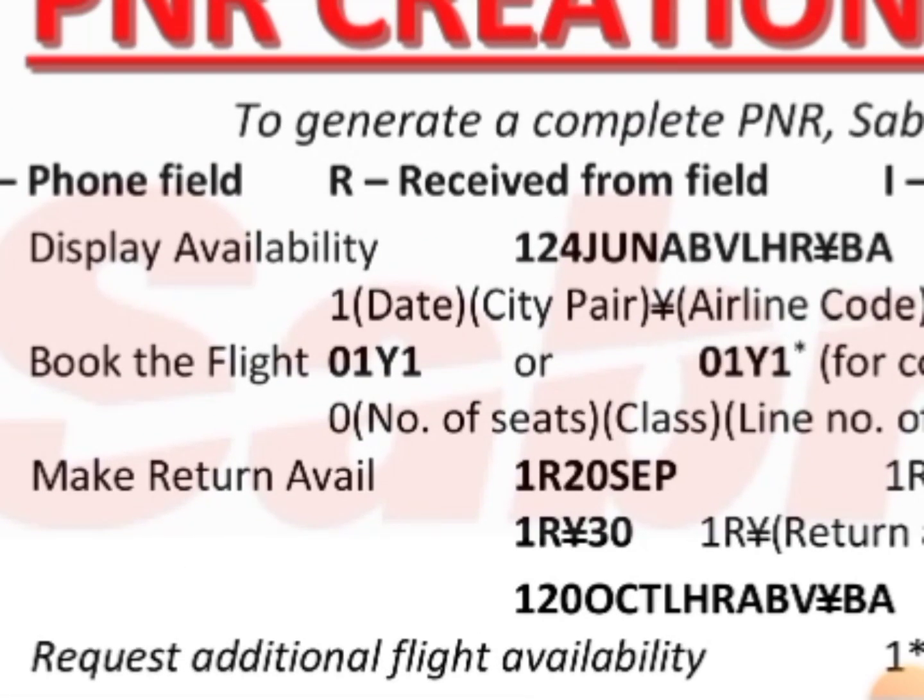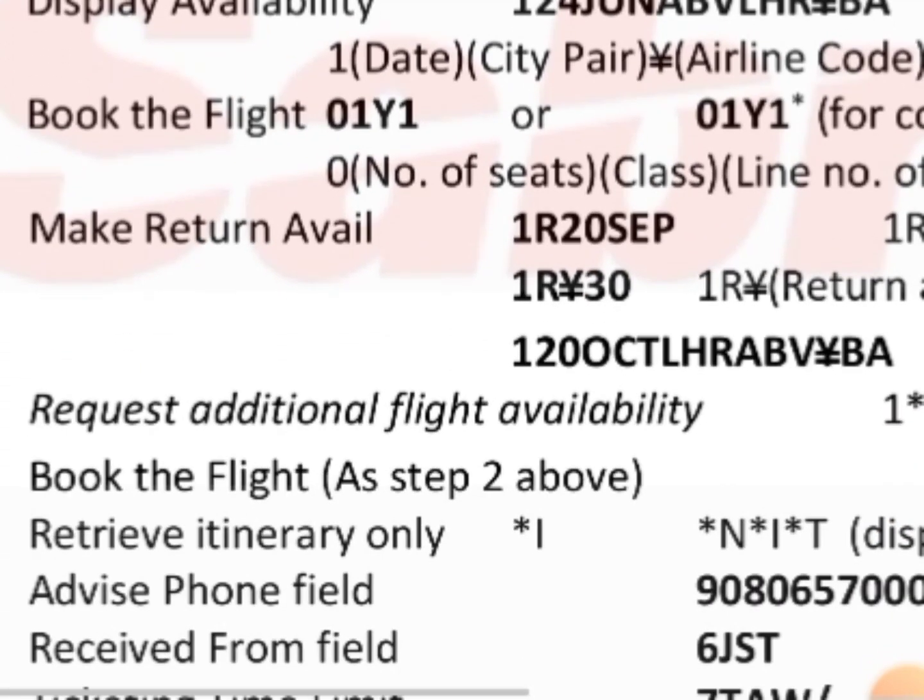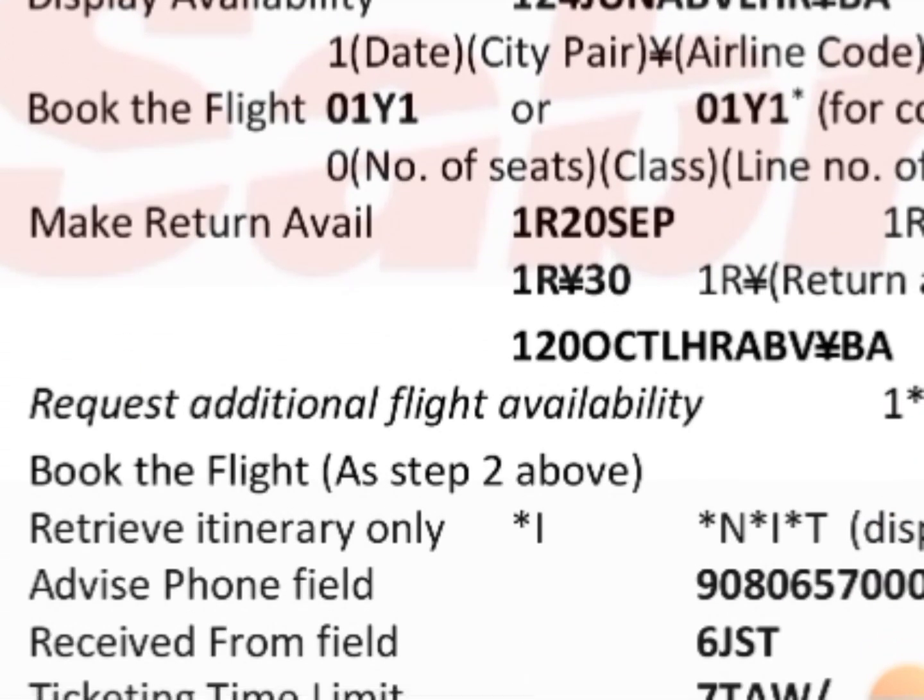So the next step is to book the flight, just as we did in step 2 above, just as we did here. That's how you're gonna book the flight for additional availability, like additional flight, just the way we did here. That's how you're gonna follow and book your flight.